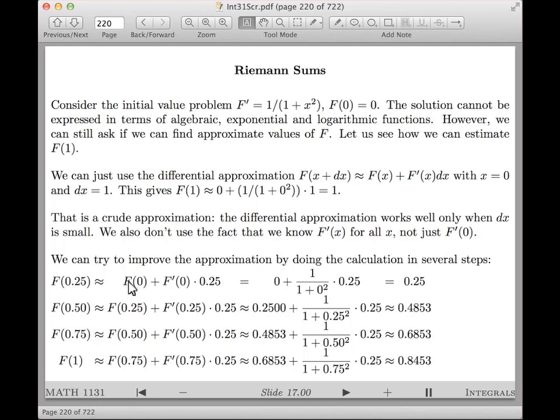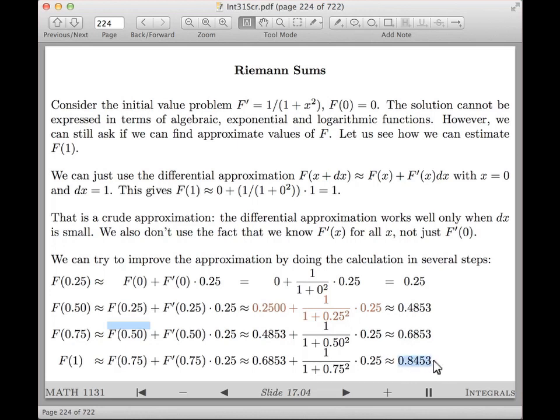f of 0.25 would work the same way as this, except h is 0.25, which gives me 0 plus 1 over 1 plus 0 squared times 0.25, and that equals 0.25. Next, we will look at 0.5. If I use h equals 0.25 and x equals 0.25, then I get my differential approximation for the next value, and that comes out to be 0.4853. This is my approximate value for f of 0.5. I put it in here, use that to find the differential approximation for f of 0.75, and I continue like this all the way to f of 1.